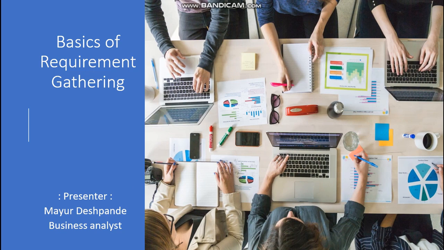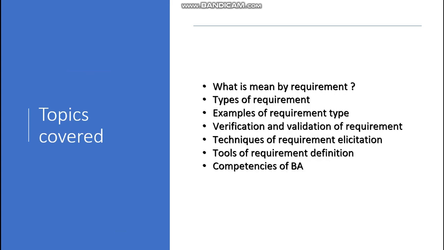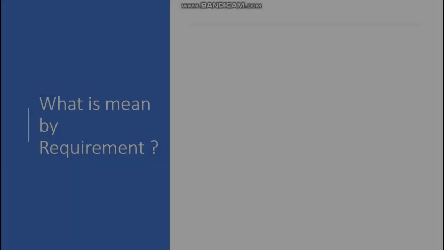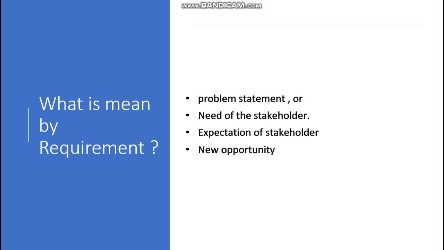Today we're going to discuss requirement, types of requirement, verification and validation of requirement, tools and techniques of requirement elicitation, and competencies of a BA needed for requirement generation. So let's start. What is meant by requirement? A requirement is a problem statement or a need of a stakeholder. A requirement can be defined as an expected change in a system to solve the problem.